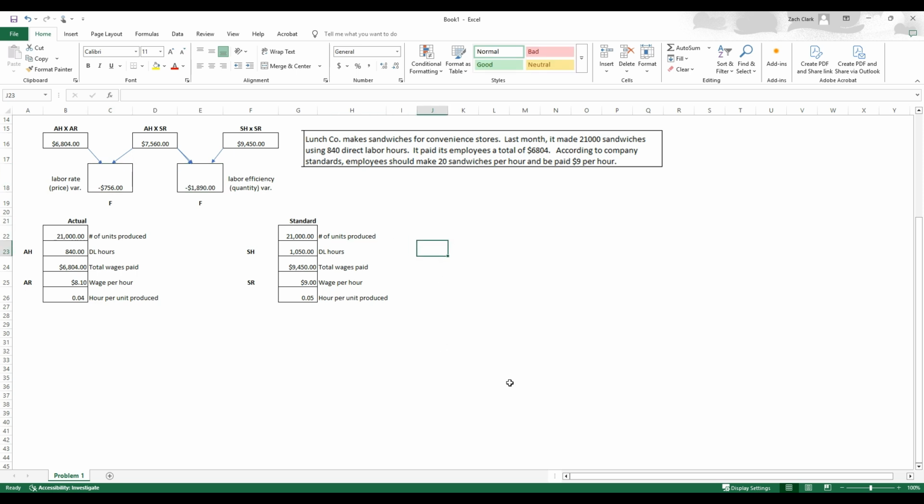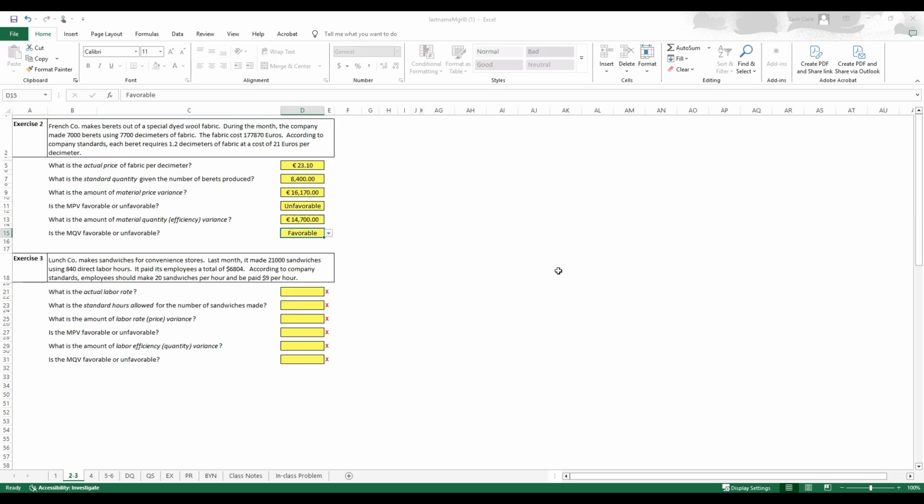Okay, let's hop back over and input these values into the exercise tab, or the exercise document. Okay, now we're back over on the exercises document. We finished our whole analysis here.